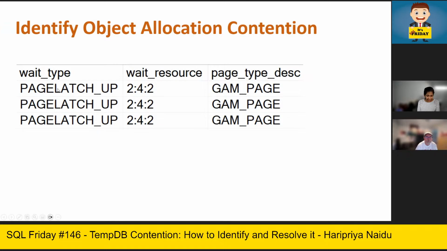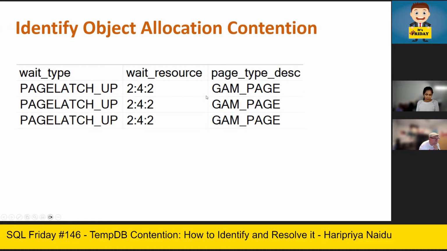You will see the page latch wait type, and then the first number is the database ID. Second is the file ID number, like the number of data files you have. If you have 12 data files, this number can be anywhere between 1 and 12. And then this one is the page number. You don't have to worry about the page because we have this page type description column in the TempDB page info function, which can grab what page this is.